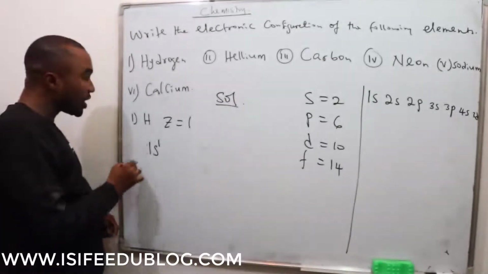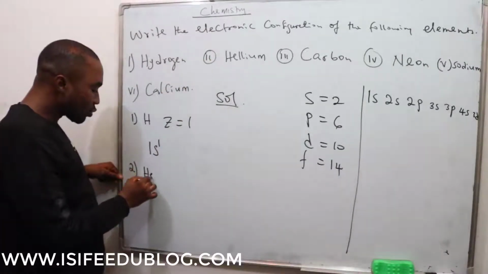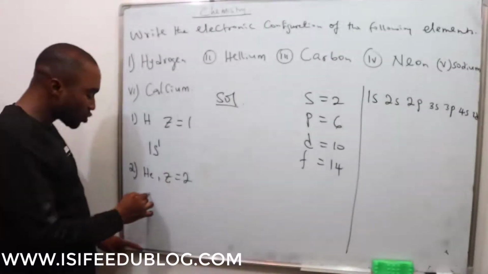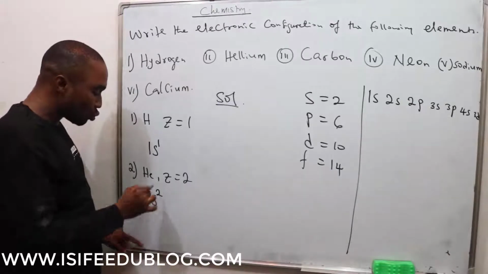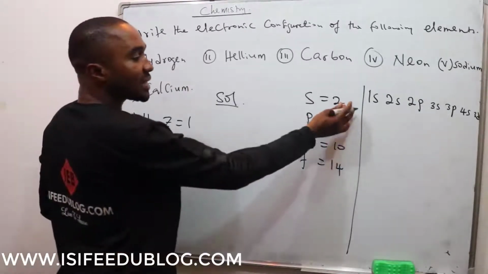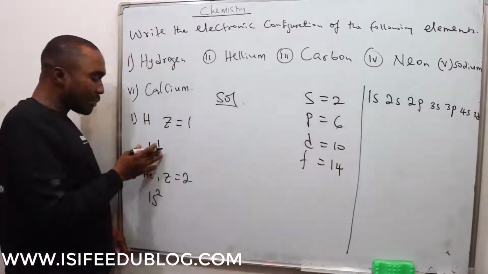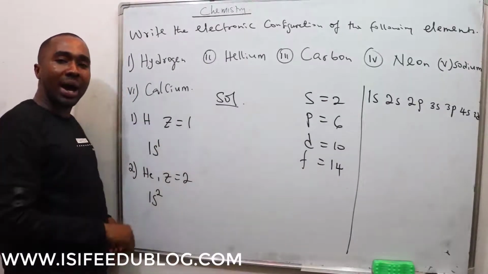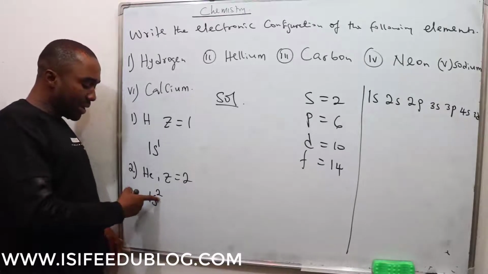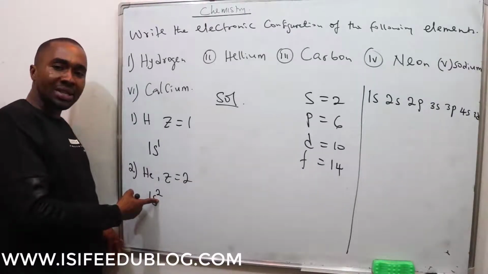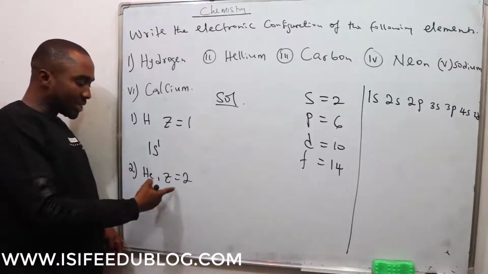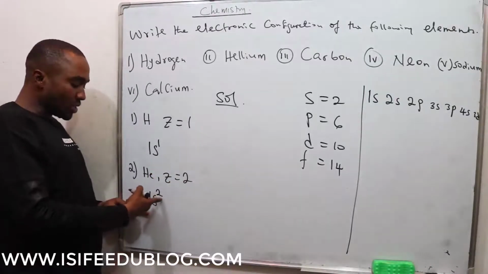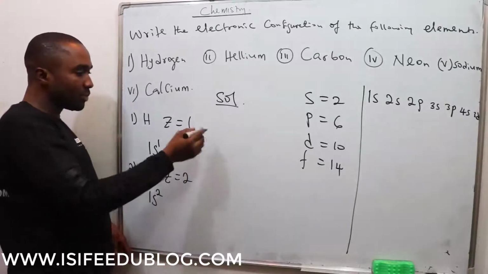Then when we go to the next one, which is helium, the atomic number of helium is 2. And the electronic configuration will be 1s2. The maximum number of electrons S can carry is 2. But in the case of hydrogen, it does not carry up to 2, because hydrogen only has 1 electron. But here now, it has carried the maximum capacity, which is 2. And that is for helium. Helium has only 2 electrons, and it has carried the 2. So this is the electronic configuration of helium.